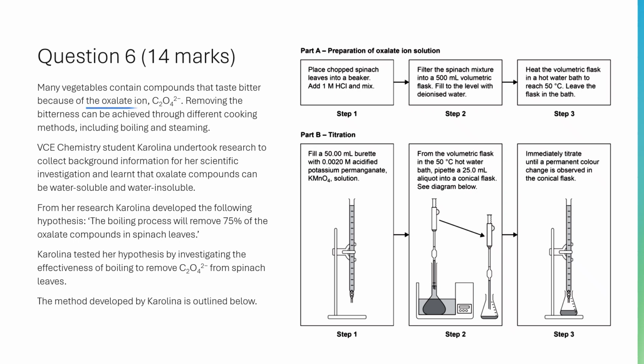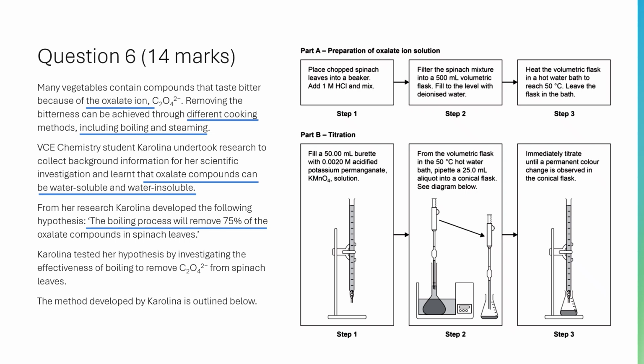Many vegetables contain compounds that taste bitter because of the oxalate ion. Removing the bitterness can be achieved through different cooking methods, including boiling and steaming. VCE chemistry student Karolina undertook research to collect background information for her scientific investigation and learned that oxalate compounds can be water-soluble and water-insoluble. From her research, Karolina developed the following hypothesis.